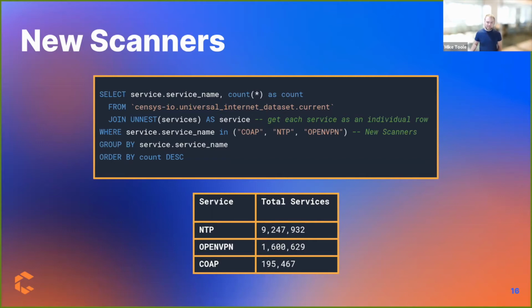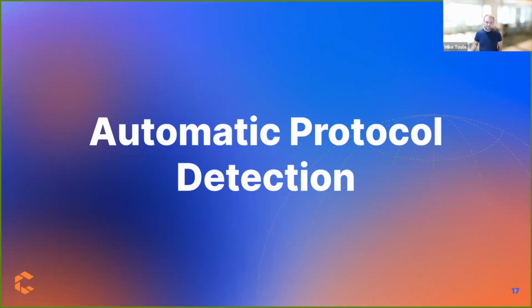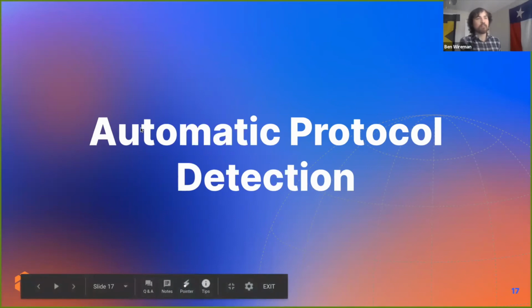And then CoAP, if you're not familiar with CoAP, it's IoT. That stuff should just not be on the internet, but we find a lot of it. So yeah, you'd be surprised what people are willing to expose to the internet by accident.